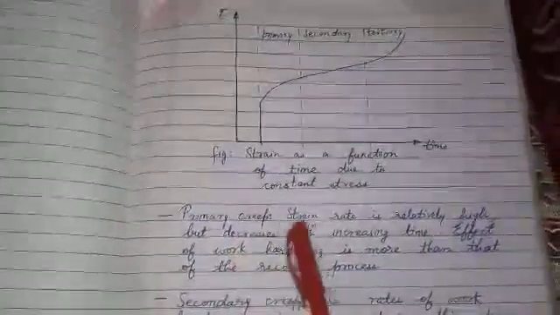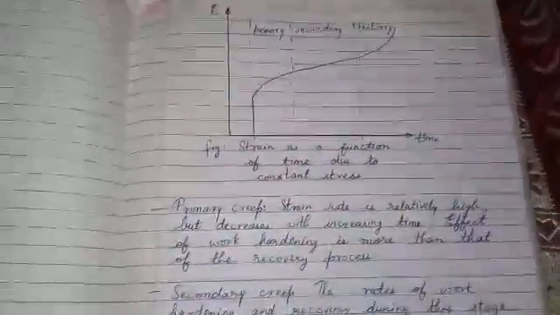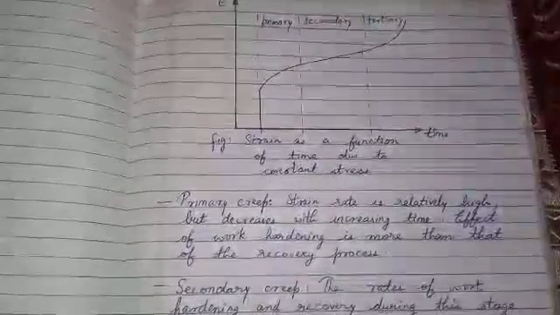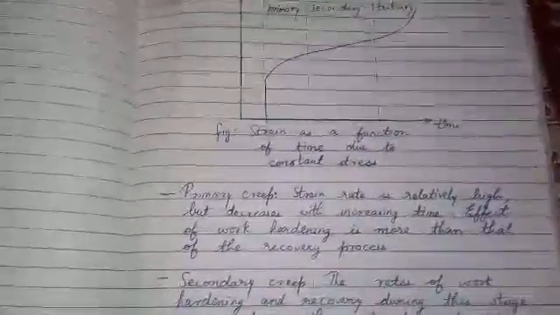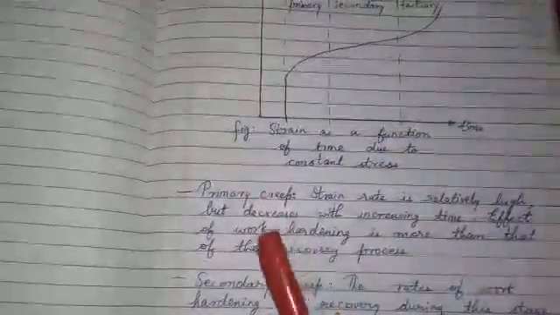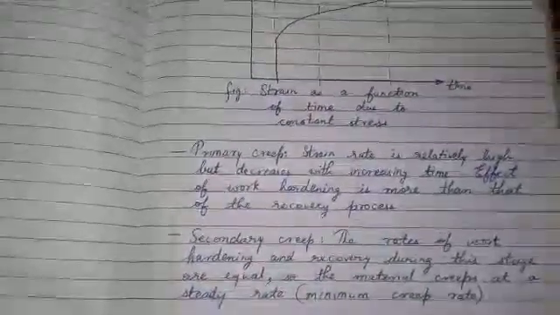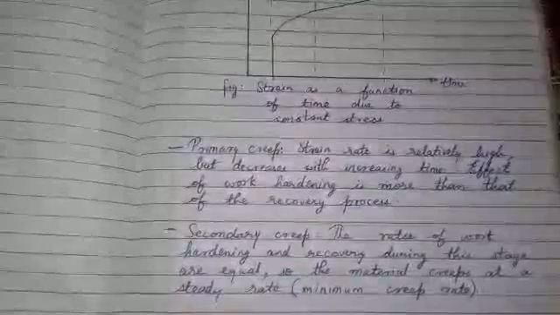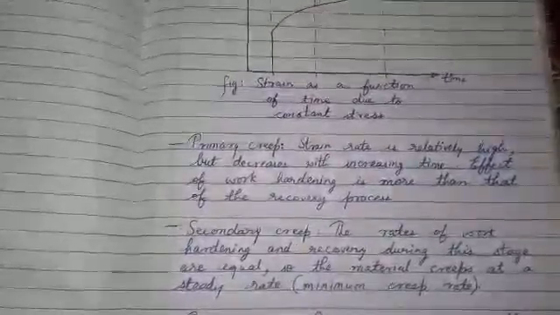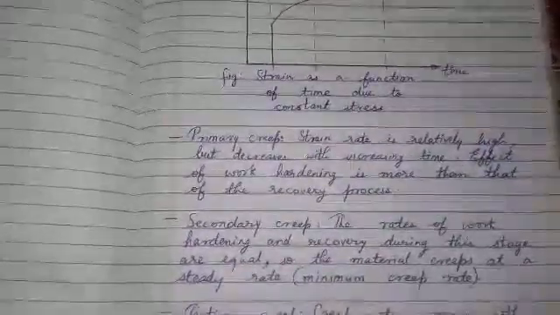Primary creep: strain rate is relatively high but decreases with increasing time. The effect of work hardening is more than that of the recovery process. Secondary creep: the rates of work hardening and recovery during this stage are equal, so the material creeps at a steady rate, the minimum creep rate, as you can see over here.